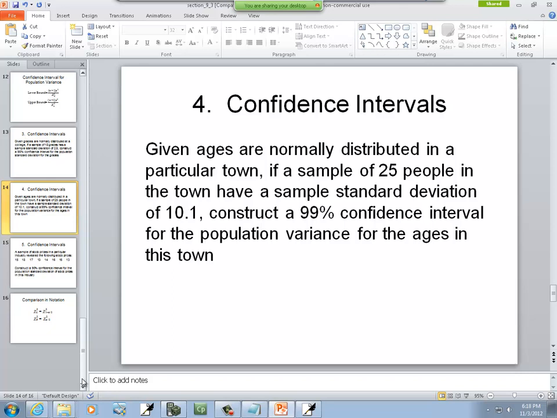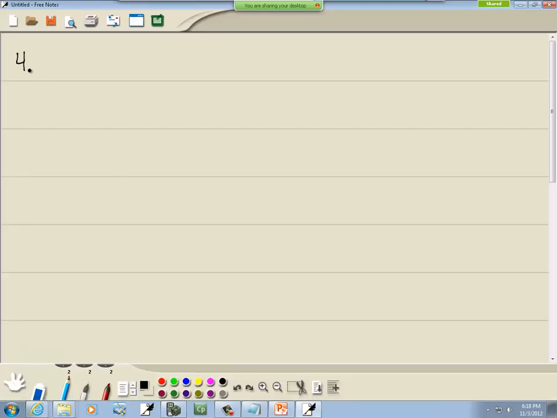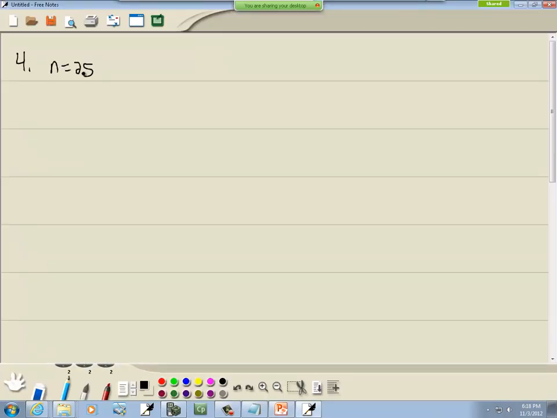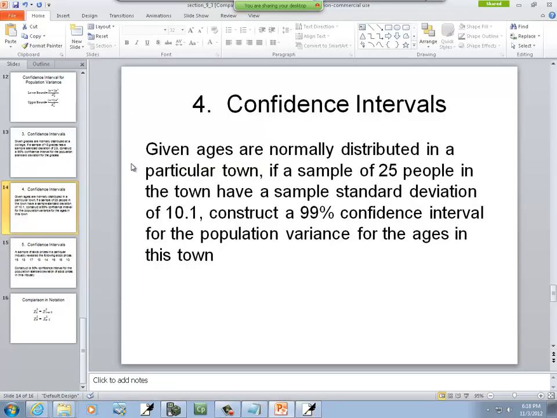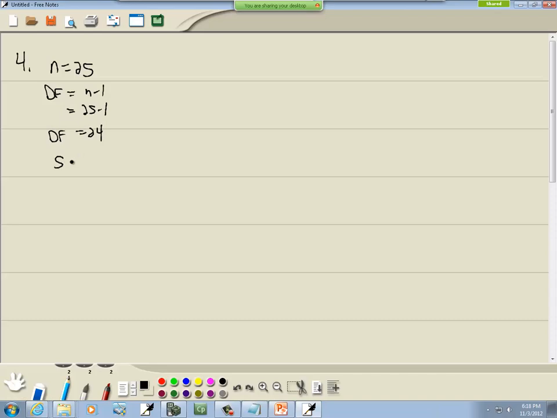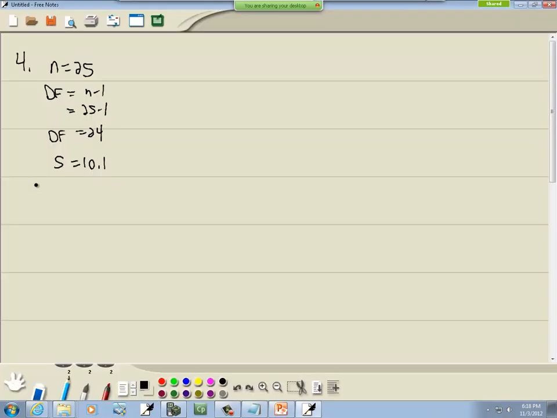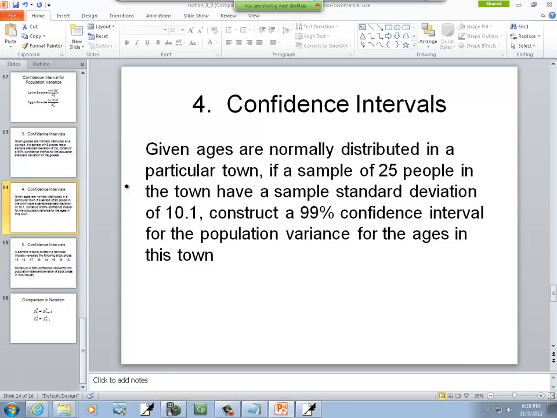Okay. It says given ages are normally distributed in a particular town. If a sample of 25 people, so n is 25, which means, while I'm at it, degree of freedom is n minus 1. So that'd be 25 minus 1 or 24. We know we'll need that. In town have a sample standard deviation of 10.1. So s is 10.1. It says construct a 99% confidence interval for the population variance.